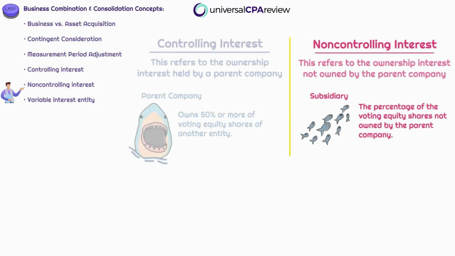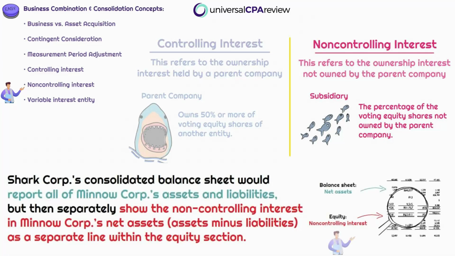Okay, so now talking about non-controlling interest, also known as minority interest. As we mentioned, this is the portion that is not owned by Shark Corp. This is the portion of equity in a subsidiary that is not attributable directly or indirectly to the parent. Okay, so in this case, Shark Corp would be the parent. In a consolidated balance sheet, non-controlling interest is presented in the equity section separately from the parent's equity. Okay, so that's very important to keep in mind when it comes to consolidated financial statements. In other words, it's the share of a subsidiary's net assets that the parent company doesn't own.